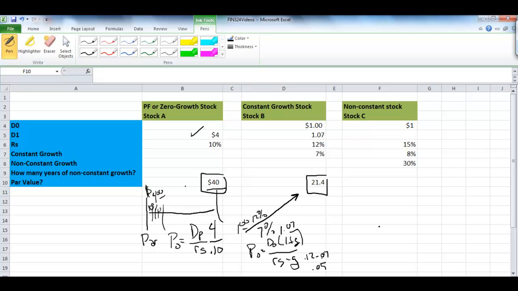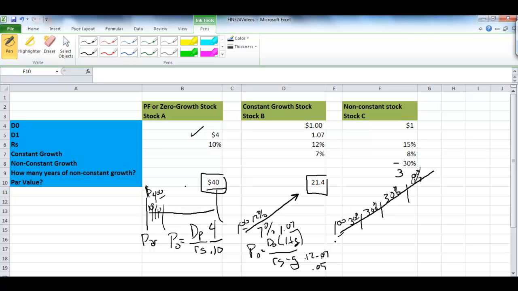Now, here's the more complicated one. I'm going to draw this one out, and then we're going to actually do it. I'm going to see if I can get some room right here. What it's saying is that the stock just paid $1, and it's going to grow for 3 periods at 30%. So it's going to grow at 30% for period 1, period 2, and period 3, and then it's going to go back to a normal rate of 8%.